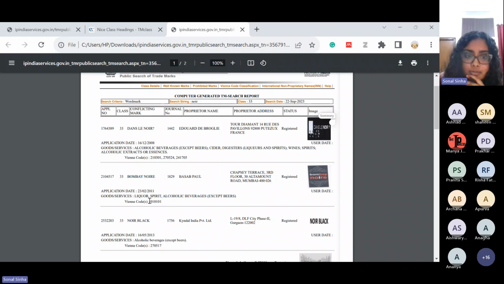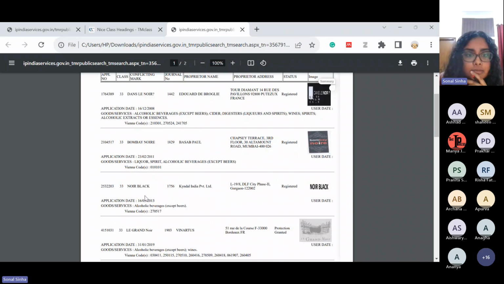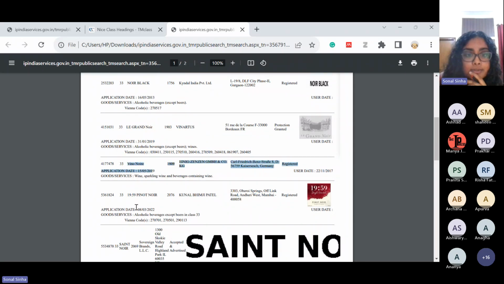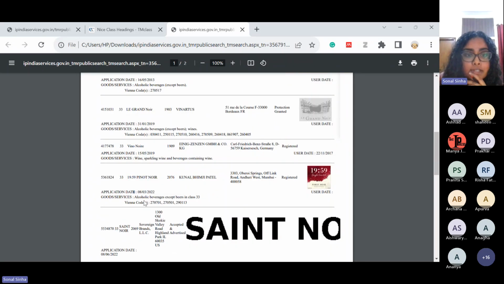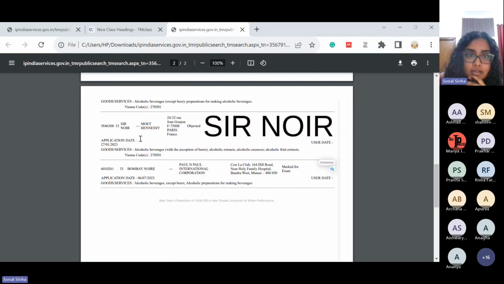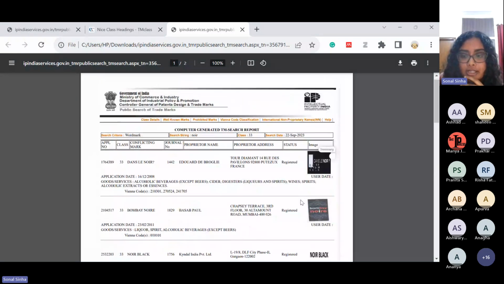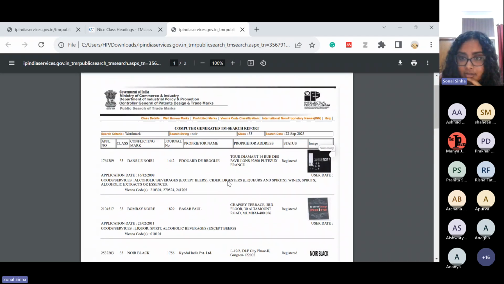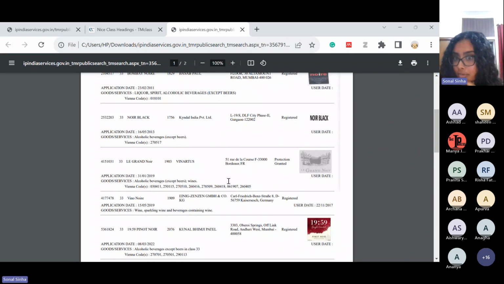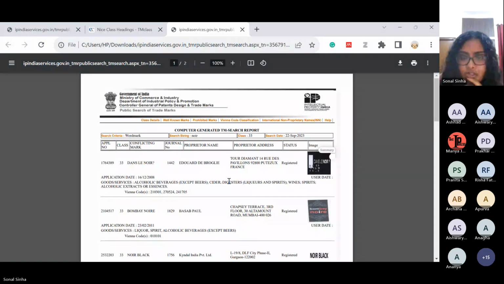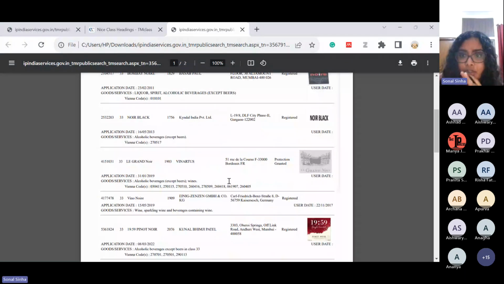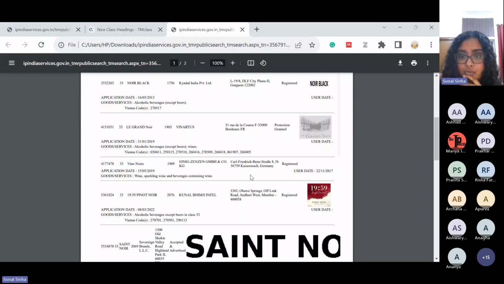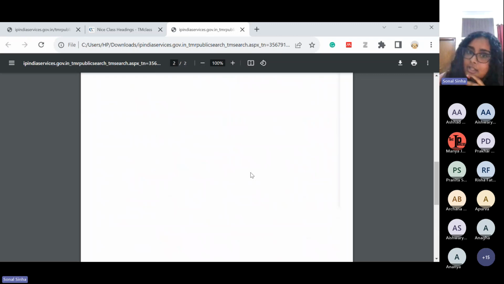Bombay Noir, again, this is a problem. So similarly, this is a problem, this is a problem. So all of them seem to be problematic. And one thing that you will tell your client is that this mark seems to be something that is very common in the industry. If they are using the word Noir, as you can see, you must have noticed that this is a word that is very common in this industry.